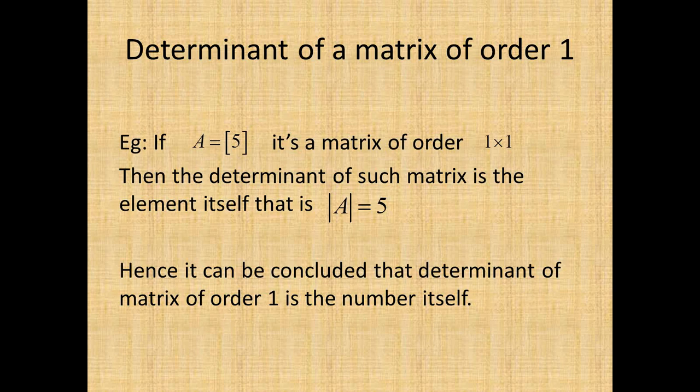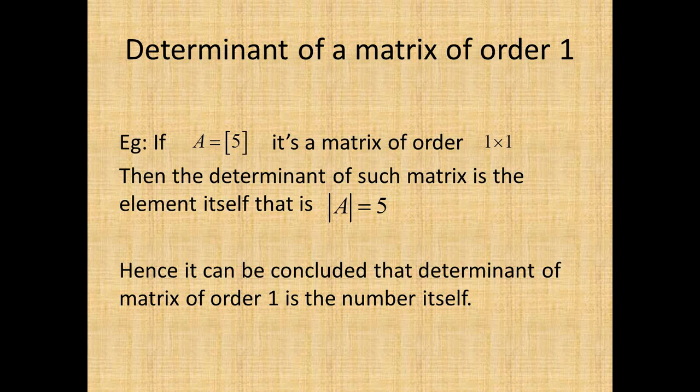Now let us start with the determinant of a matrix. What will be the determinant of a matrix of order 1, that is 1 cross 1, 2 cross 2 and 3 cross 3? This is the first concept that we will be studying in this chapter. For example, if we have a matrix, say A is equal to 5, which is a 1 cross 1. Why do we say it is a 1 cross 1 matrix? Because the number of rows is 1 and the number of columns is also 1.